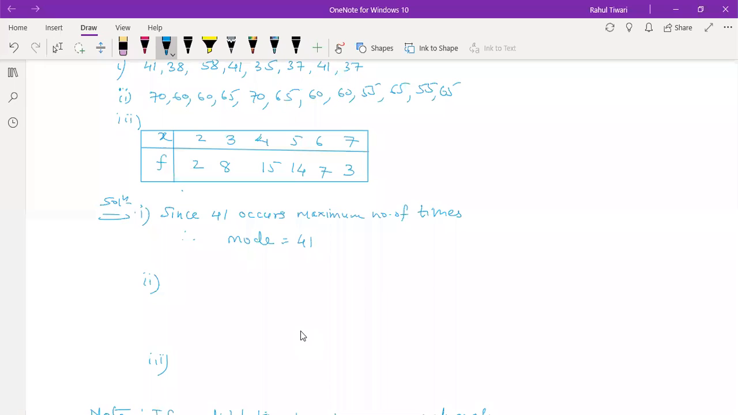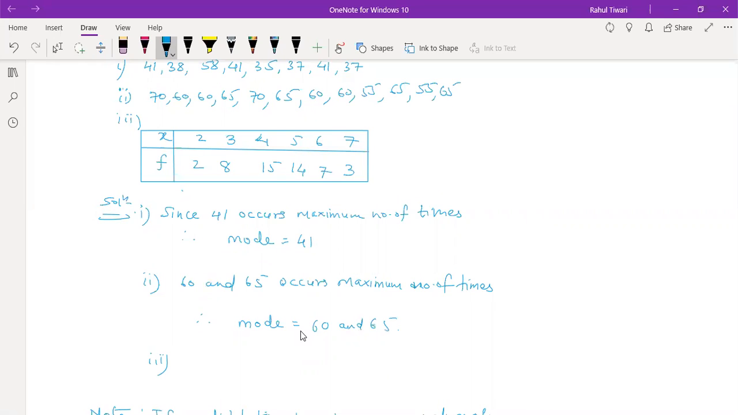So I can say 60 occurs 4 times, and 60 and 65 occur the maximum number of times, therefore the mode is 60 and 65.